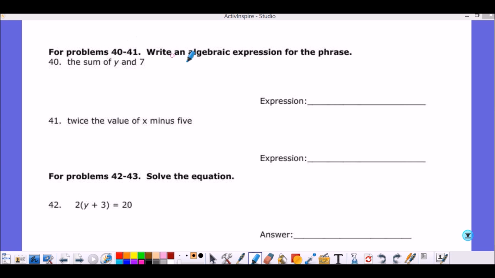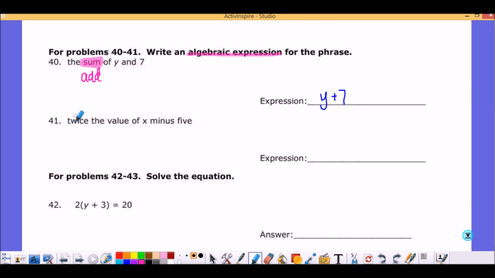For problems 40 and 41, write an algebraic expression for the phrase. So do you remember what the word sum means? That's right, sum means that I'm going to add my numbers together. So my expression will be y plus 7.